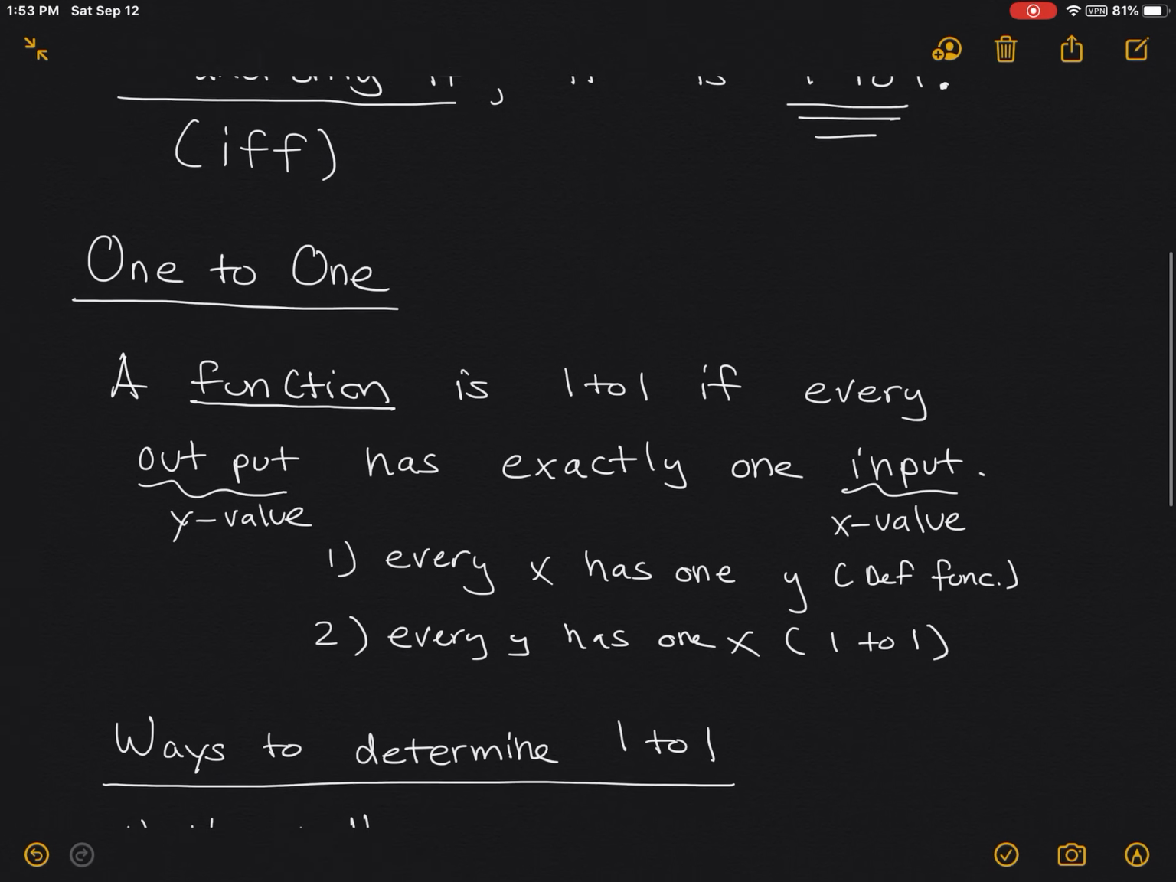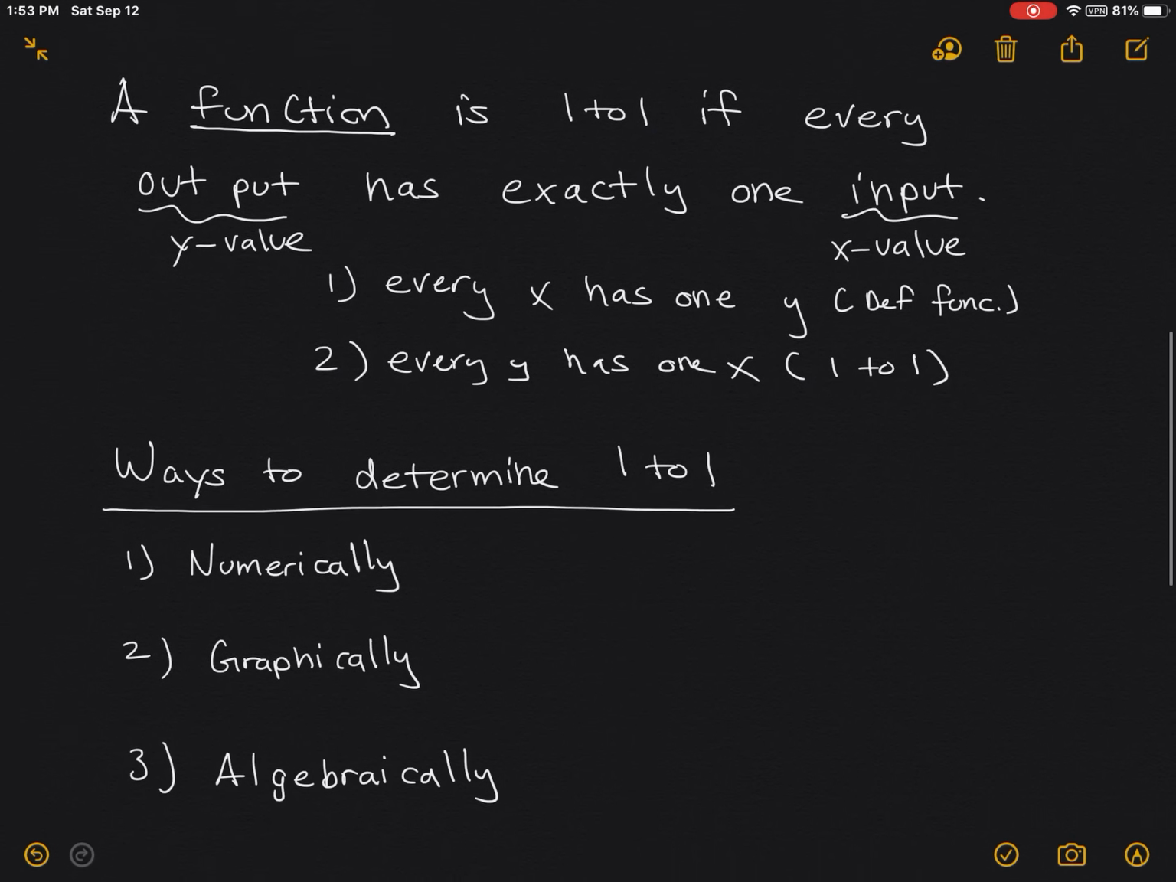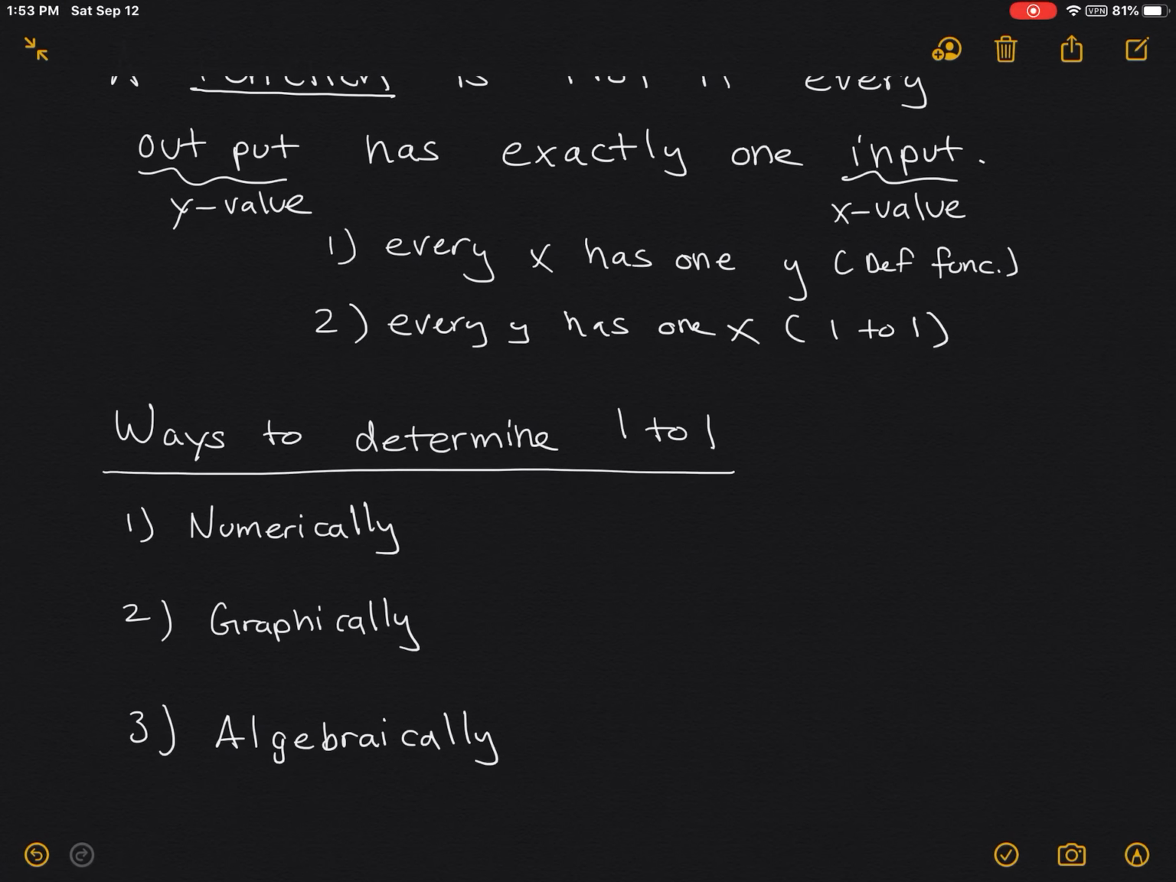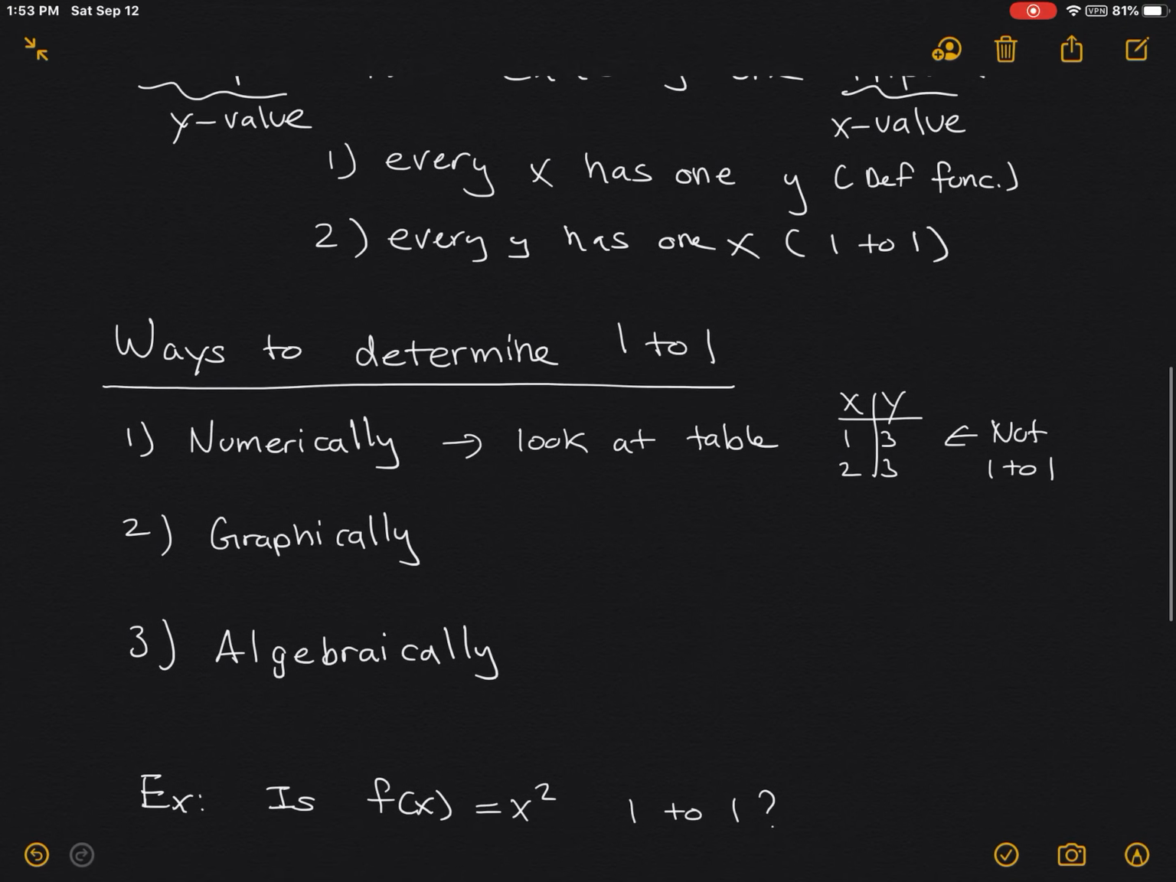If it's 1-to-1, what's so special about it? The inverse exists. All right, so there's 3 ways you can determine if a function is 1-to-1, hence if it has an inverse, right? Numerically, look at the table. Okay, so if your table, let's say you have 1, 3, and then you have 2, 3, right? This is clearly not 1-to-1, right? The y value 3 has more than one x.